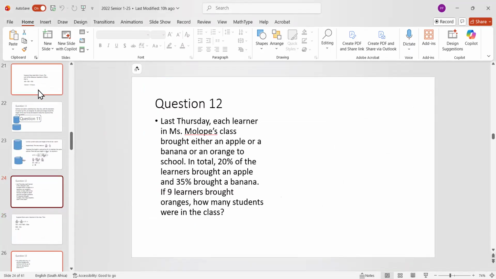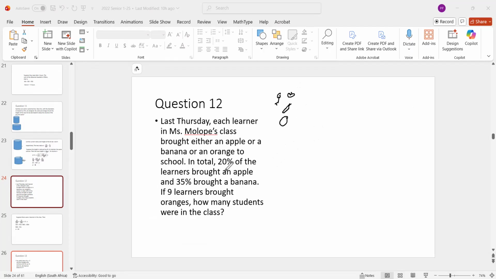Question 12. Last Thursday, each learner in Ms. Molopez's class brought either an apple or a banana. Oh, okay, now to draw a diagram for this, I'm not very good at drawing diagrams. So each learner brought an apple, or a banana, or an orange. Either an apple or a banana or an orange to school. So each learner brought any one of these three things.